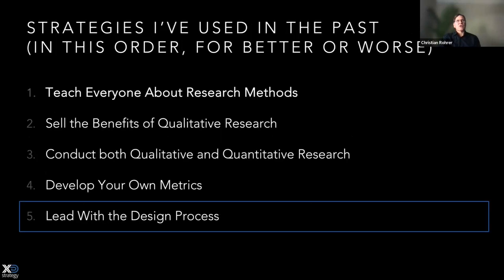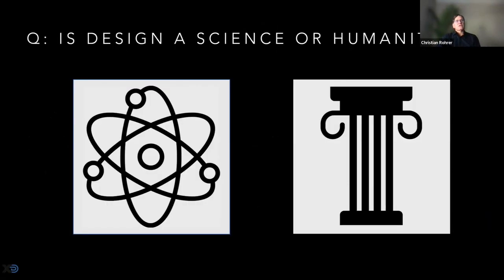Finally, the last strategy that I want to touch on before we wrap up is leading with design. Now, one question I ask at times is: is design a science or is it in the humanities? Well, some people say it's kind of both, right? Because you use a scientific method in human-centered design, but it's creative and artistic. Nigel Cross would say, no, it's neither. It's its own discipline, right?